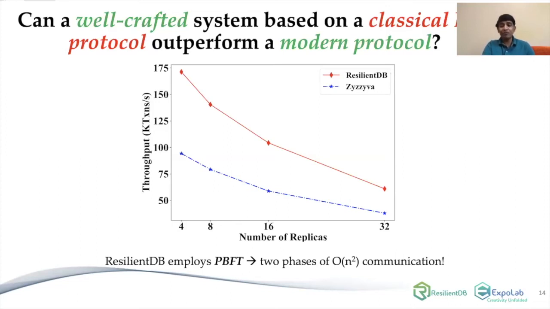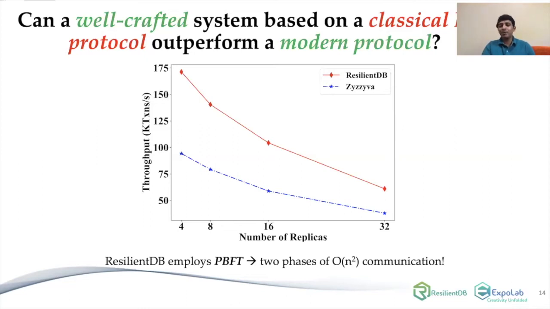Note that PBFT requires 3 phases of communication, and of those 3 phases, 2 of them require O of n squared communication. And the other system, in comparison, uses a fast protocol like Zyzzyva, which only needs 1 phase, and that phase itself is linear. So despite all of this, ResilientDB is still performing.